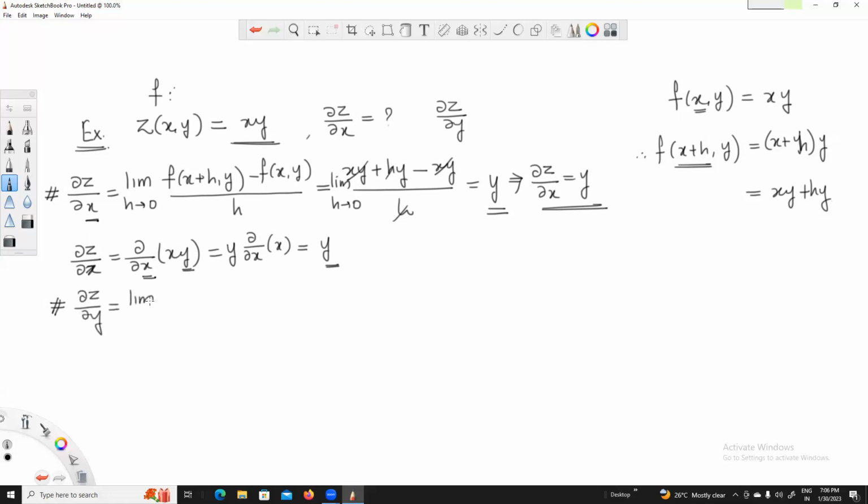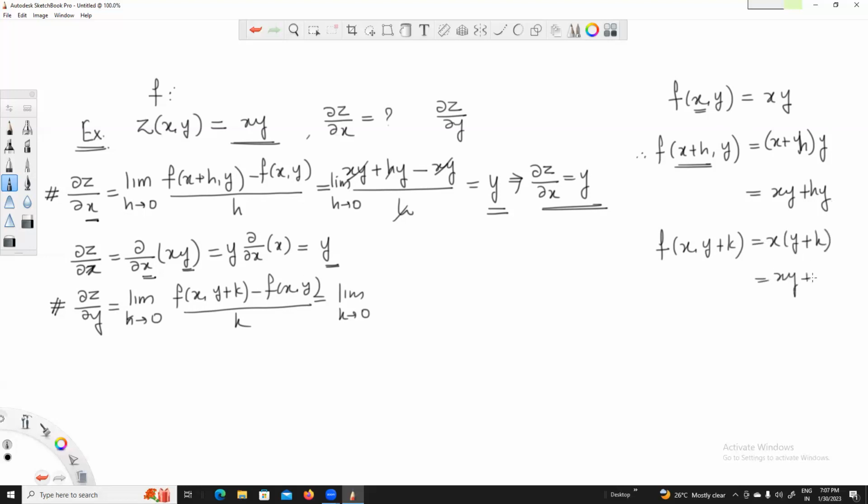So again, by the definition, limit k tending to 0, f of x comma y plus k minus f of xy, divided by k. Now let us find f of x comma y plus k. So instead of y, you now put y plus k. So this is x into bracket y plus k, which is xy plus kx. Put it here: xy plus kx, minus f of x comma y, which is xy. Again, xy gets cancelled. Denominator is k, the k gets cancelled, and the limit k tending to 0 is equal to x.